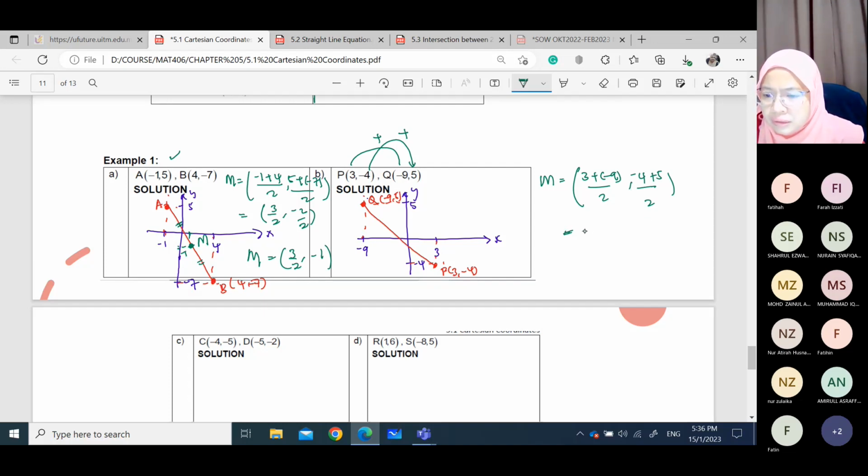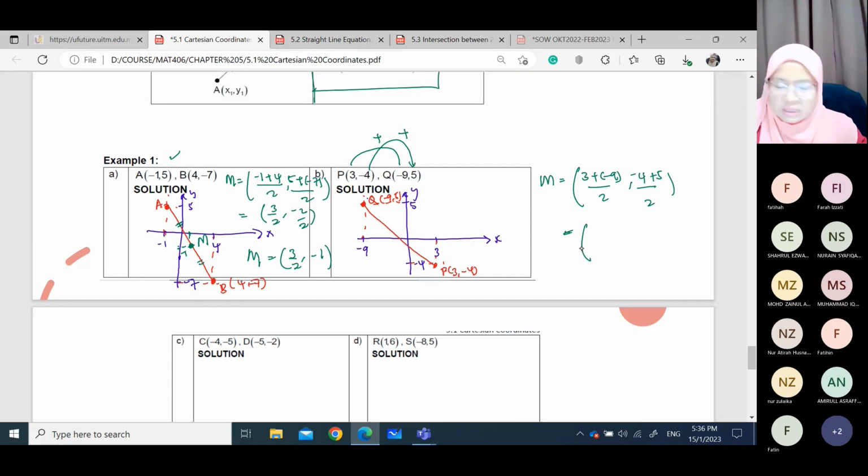So cari nilai dia. So 3 minus 9 is negative 6. Negative 6 divided by 2, we have a negative 3. So kat sini akan dapat 1 over 2. So the point here is negative 3, 1 over 2. Y is 1 over 2, y is half. Kat sini lah contoh kat sini ya.